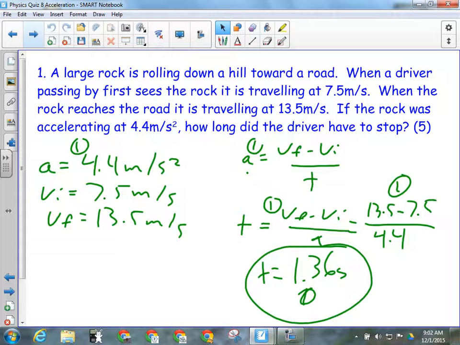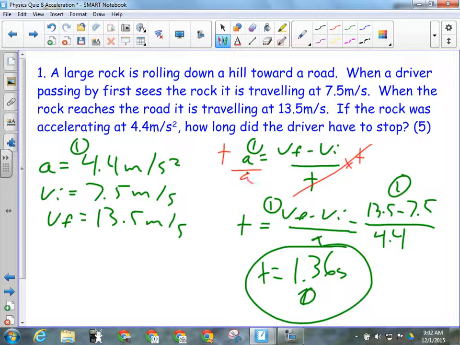Okay, so give them a mark for their givens. You can give them a mark if they wrote the acceleration formula down. That's kind of a gimme, but we'll give it to them anyway. Okay. Then we got to manipulate for time. So we multiply both sides by t. T comes over here. Then we divide both sides by a. A comes underneath. So if they have this manipulation, give them a mark.